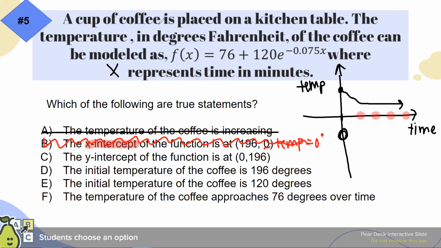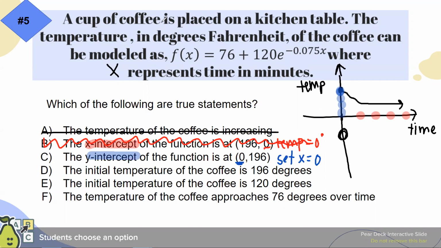But the y-intercept of the function would be somewhere on the y-axis, and that makes sense. When the time is 0, how hot is it coming out of the coffee pot? That would be the y-intercept. The way we can mathematically solve for a y-intercept is to set x equal to 0.